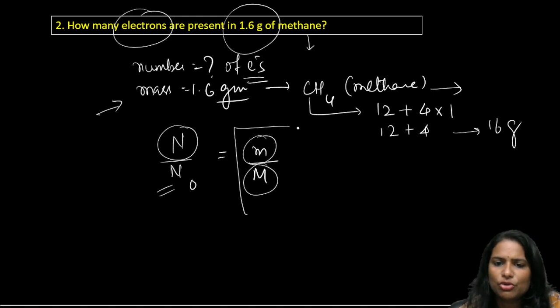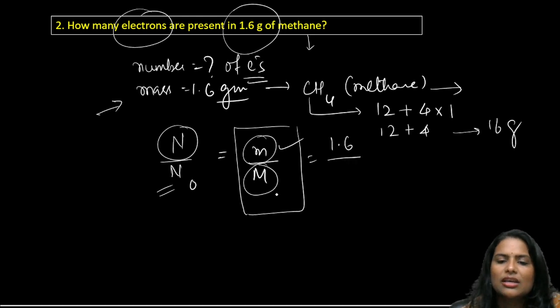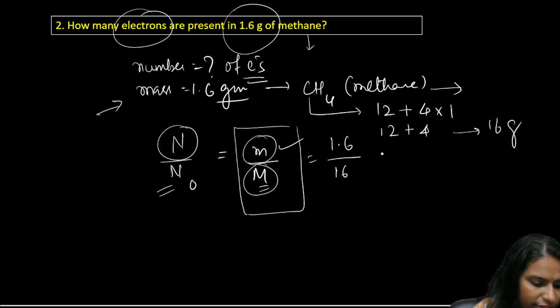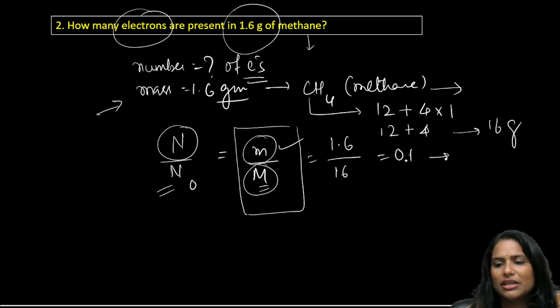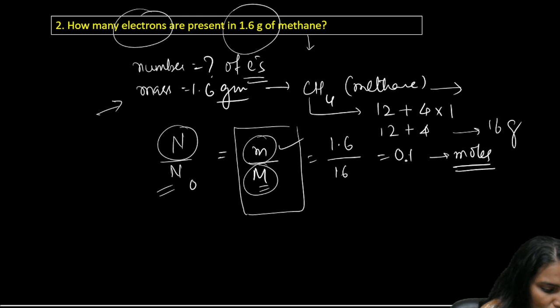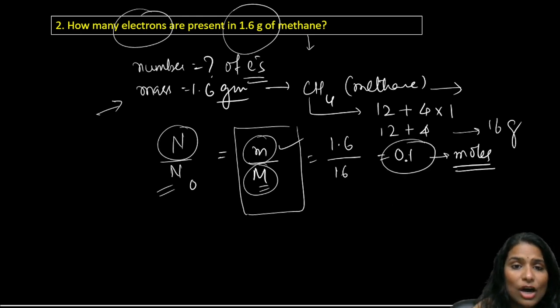So can we find this portion first to make our calculation easier? Just put the values. Mass is given as 1.6, and molecular mass we have just calculated as 16. So 1.6 upon 16 will be 0.1. And what is this mass over molecular mass? This is nothing but the moles, right? So first you need to find out how many molecules of methane are present in 0.1 mole.